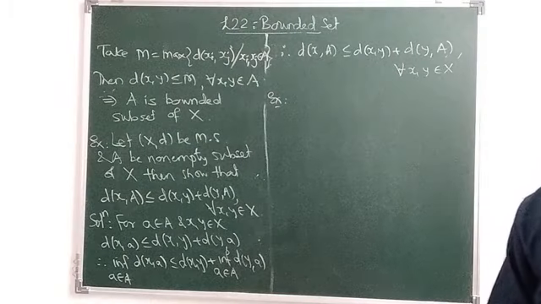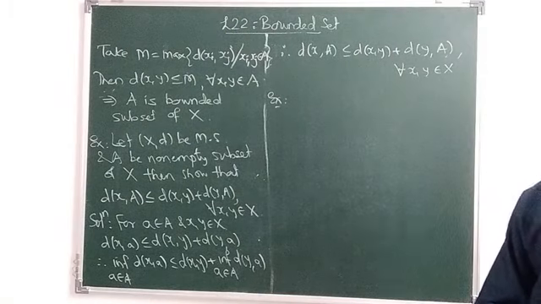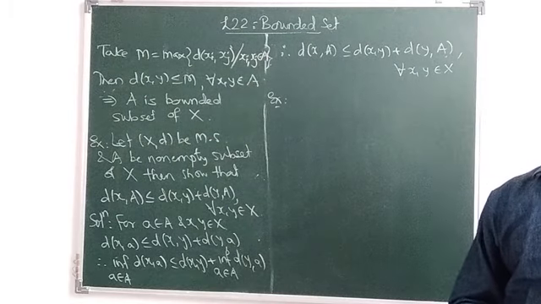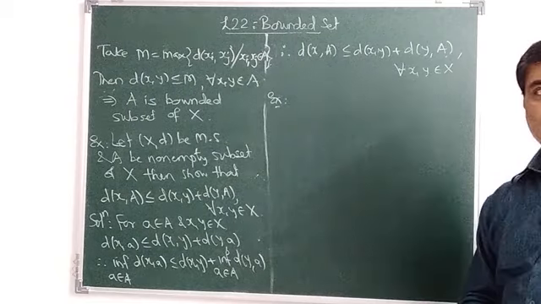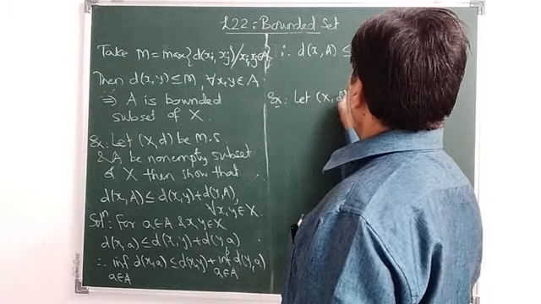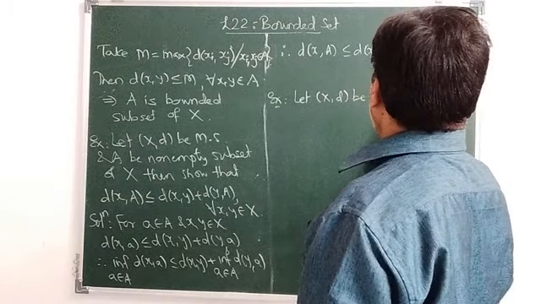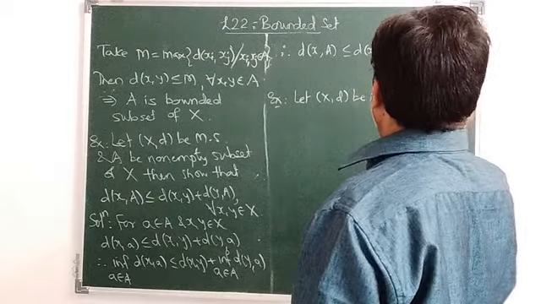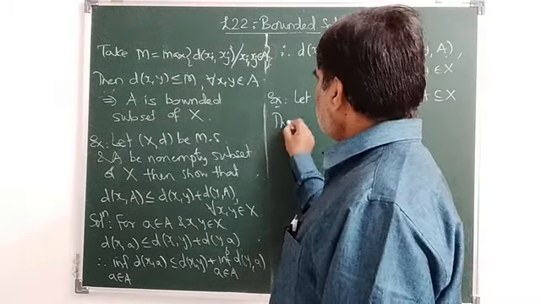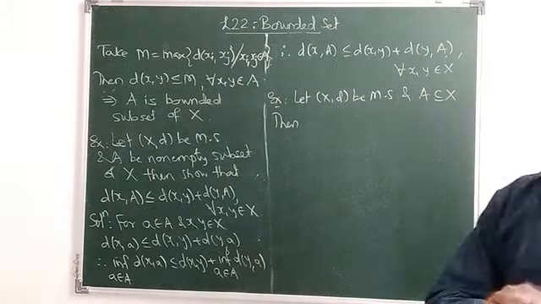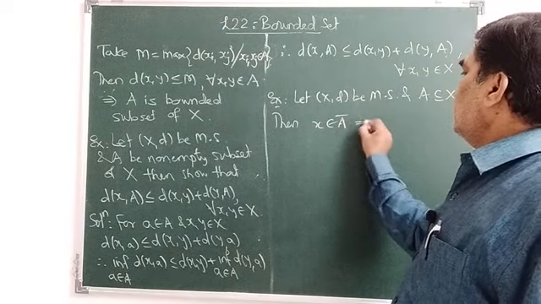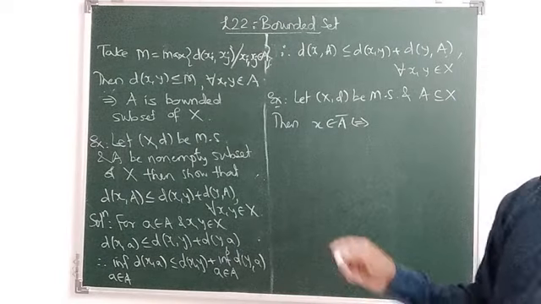We'll take the next example. If (X, d) is a metric space, then x belongs to A closure if and only if the distance between x and A is 0. So let (X, d) be a metric space and A a subset of X. Then x belongs to A closure if and only if d of xA is equal to 0.